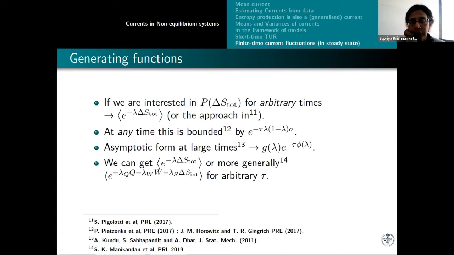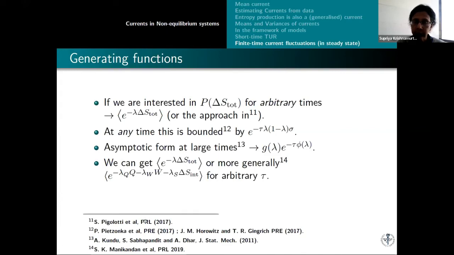So if we want to get the full time dependence of, say, some moment of delta S total, then we have to do a bit more work. Basically, how we looked at it was that we calculated these generating functions. If we are interested in the probability distribution of the total entropy production for arbitrary times, then either we try to get it some way, or we try to calculate the generating function from which we can get all the moments.